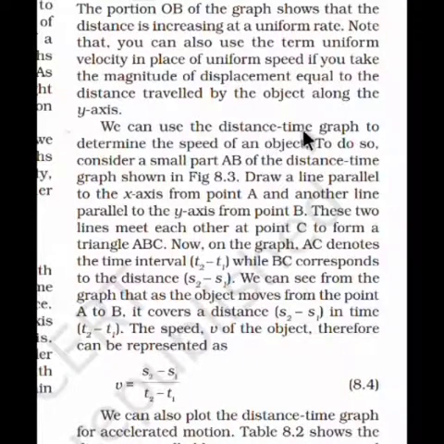We can use the distance time graph to determine the speed of an object. Why do we draw this graph? Just because we want to determine the speed of the object. That's why we took help of the linear graph. To do so, consider a small part AB of the distance time graph shown in the given figure. Draw a line parallel to the x-axis from point A and another line parallel to the y-axis from point B. These two lines meet each other at point C to form a triangle ABC.